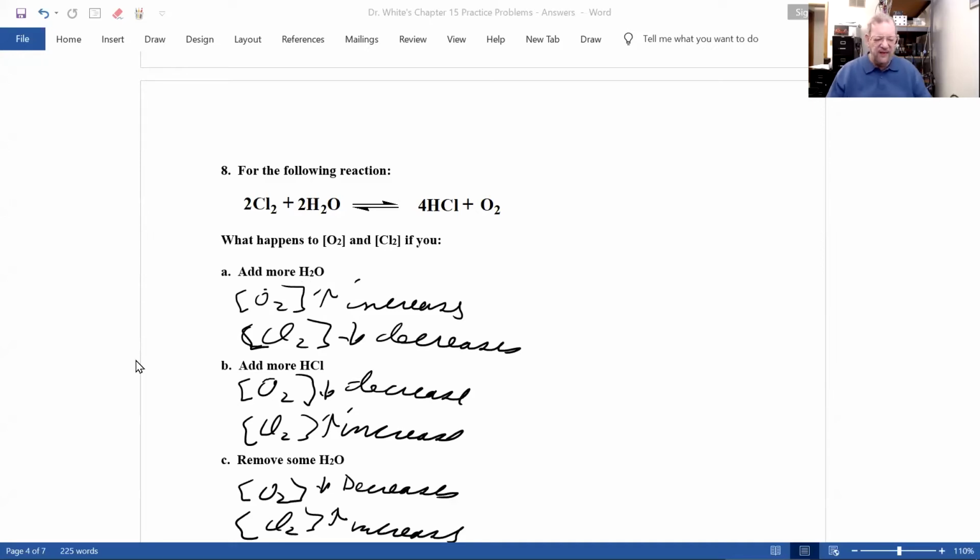Well, at equilibrium, there was a certain amount of chlorine, a certain amount of water, a certain amount of HCl, hydrochloric acid, and a certain amount of oxygen. Now we've added more water, and now it has too much water and says, oh no, I've got to get rid of some of the excess water. Well, the only way it can get rid of excess water is chlorine reacts with water to go this direction to make more hydrochloric acid, HCl, and oxygen.